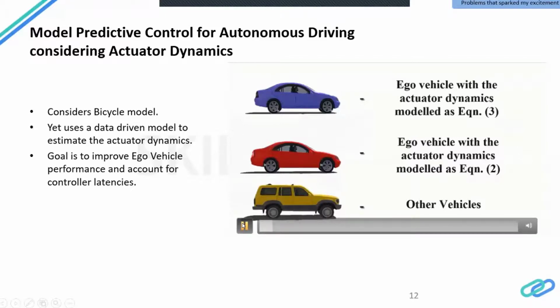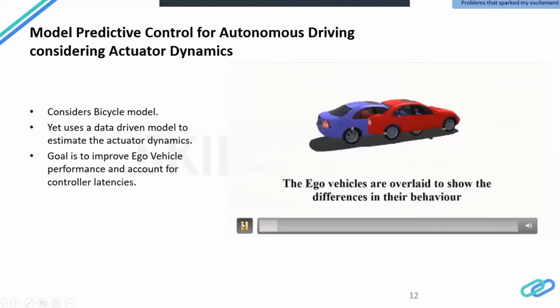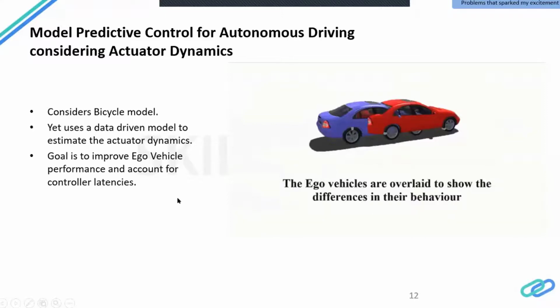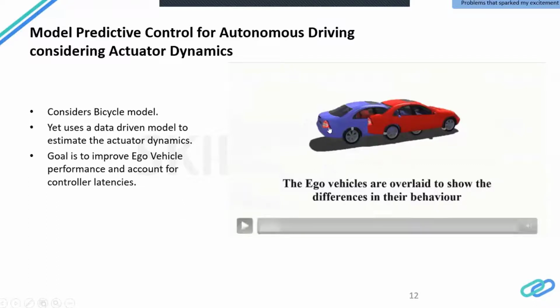When you see the video, you see that the cars are overlaid. The overlaying is in order to show the difference between the normal car which has normal MPC, and the car with intelligent MPC. I wanted to showcase the difference between the performance of the two cars. So that's why I have overlaid them.